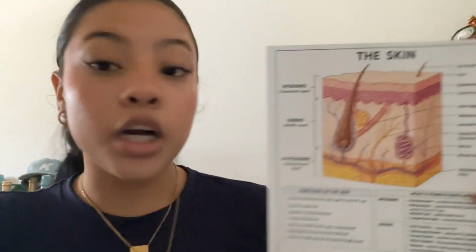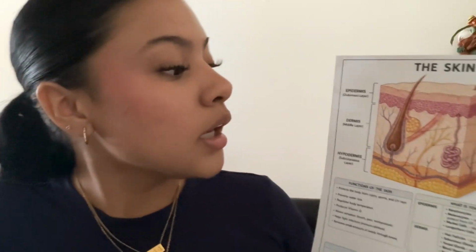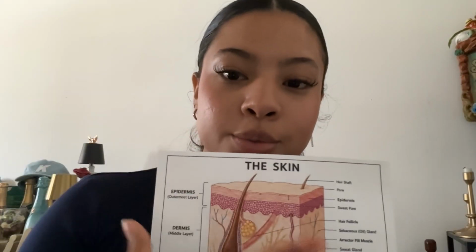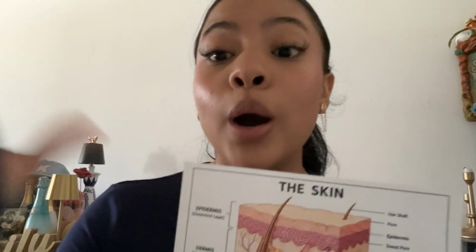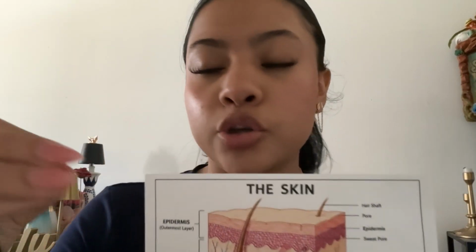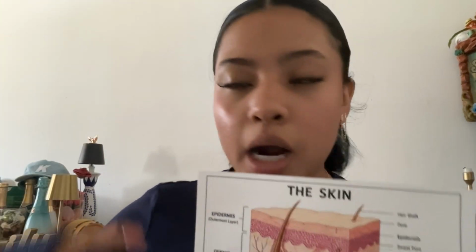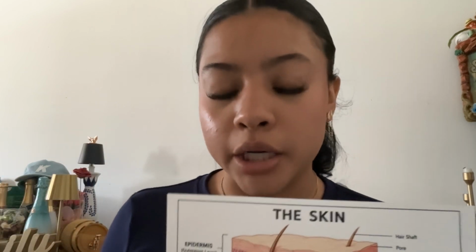Today we will be talking about the skin, its functions, its layers, and everything. So first of all, let's get started with the functions of the skin. One of the main functions of the skin is to prevent any type of injury, any type of germ getting into our bodies, because it's our first layer or outer layer. It will always be the skin, the top layer of any body.